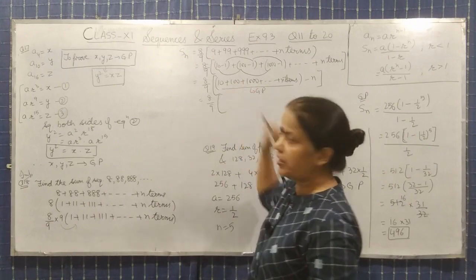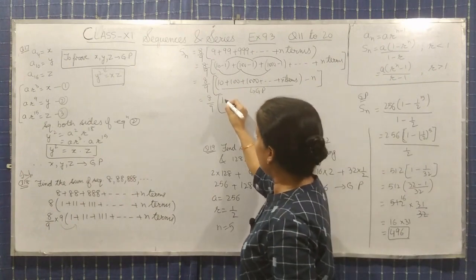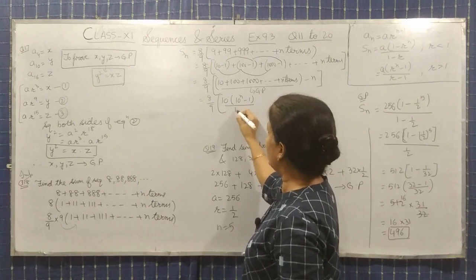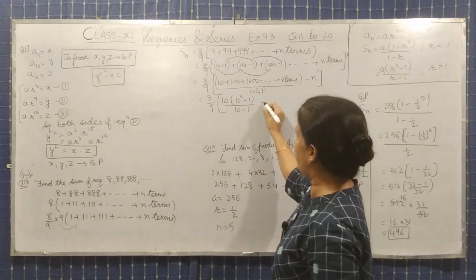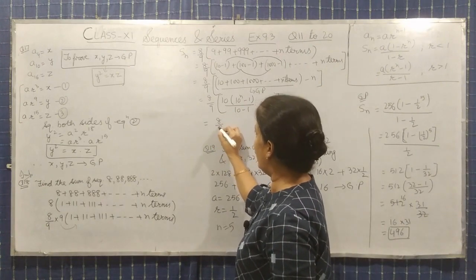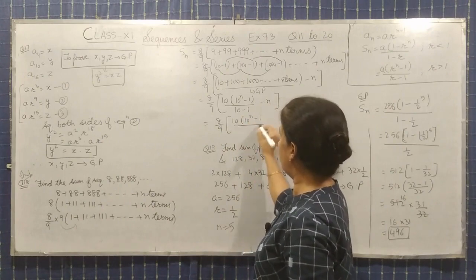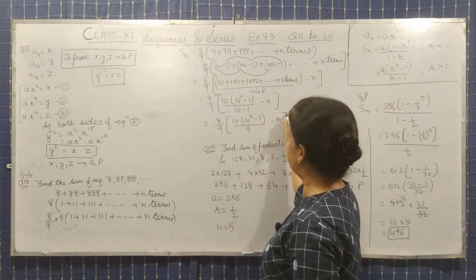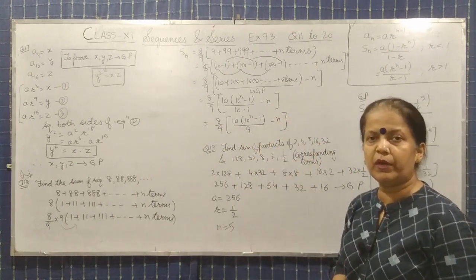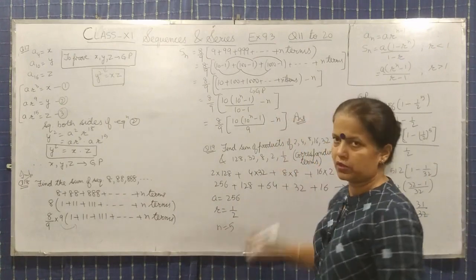So in the GP, the first term is A. This formula you will use: A, R to the power n minus 1 upon R minus 1, and this is minus n. Now you can write 8 upon 9, 10, 10 power n minus 1 upon 9, minus n. If you want to solve it further, you can solve it by taking its LCM and then you can get the answer. Or you can keep the answer here itself. Clear?